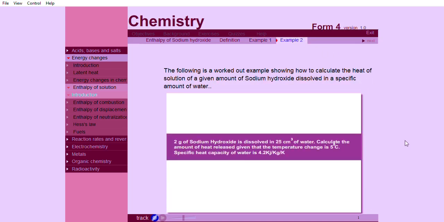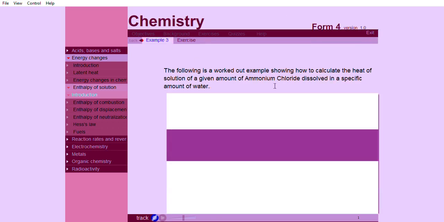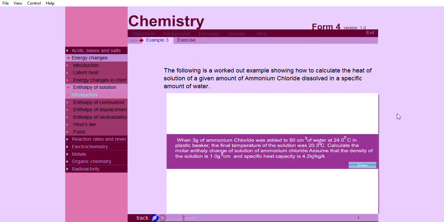The following is a worked-out example showing how to calculate the heat of solution of a given amount of sodium hydroxide dissolved in a specific amount of water. The following is a worked-out example showing how to calculate the heat of solution of a given amount of ammonium chloride dissolved in a specific amount of water.